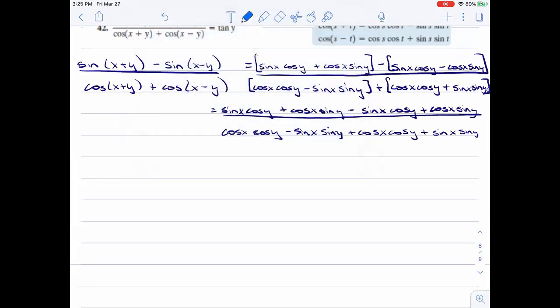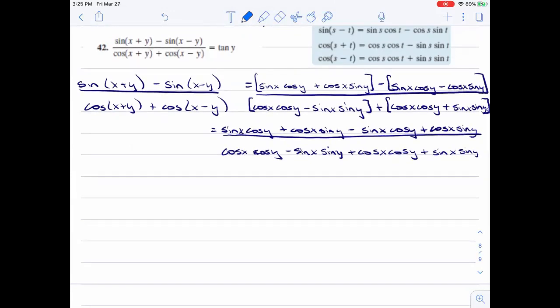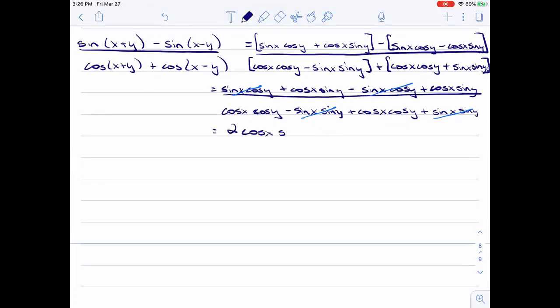Okay, looks like only some of these cancel here. Sine x cos y minus sine x cos y. Phew. How about in the denominator, I've got negative sine x sine y plus sine x sine y. I think those can go away. And let's see what we've got now. Well, these are the same, so I'm just going to get 2 cos x cos y, right? And I've got 2 cos x sine y. So it looks like I get 2 cos x sine y over 2 cos x cos y.